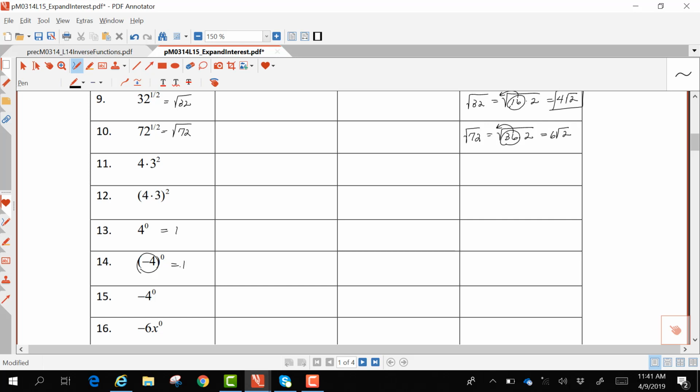Number 15 is a little bit tricky. Negative 4 to the power of 0 has no parentheses, so really this is negative 1 times 4 to the power of 0. Well, 4 to the power of 0 is 1, so this is a negative 1 times 1, so this evaluates to equal negative 1. So be very careful. If there are parentheses, then everything is to the exponent of 0 and it will equal 1. But if there are no parentheses, that negative is not to the power of 0, which will cause a negative result when you simplify this.